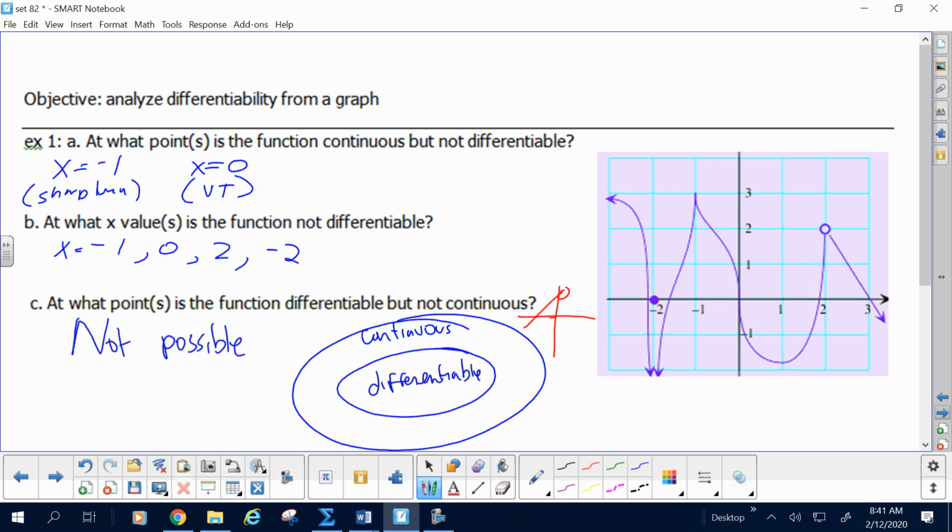Something with a hole. Perfect. See, that was real easy. Okay? There you go. Something with a hole. Not continuous. Something with a jump discontinuity. Something with a vertical tangent. All those would be that set. Yes? Okay, cool. Do you agree that that is both not continuous and not differentiable?